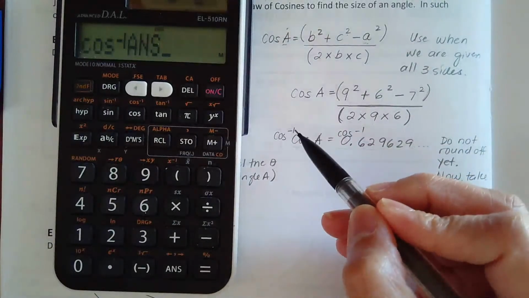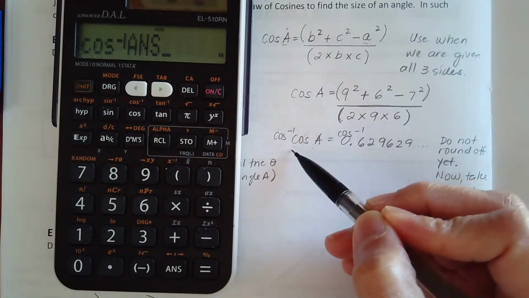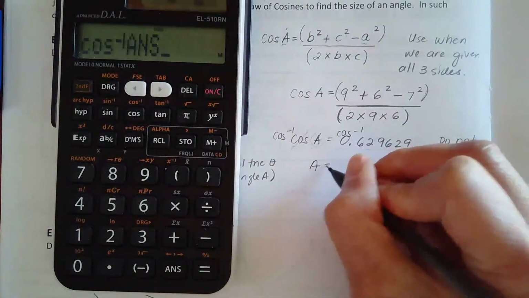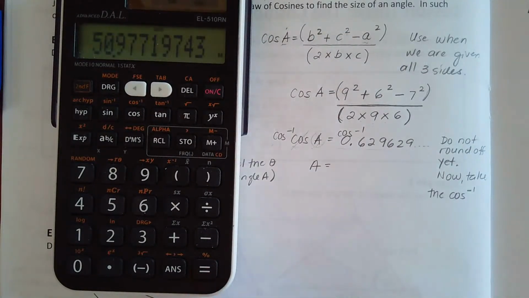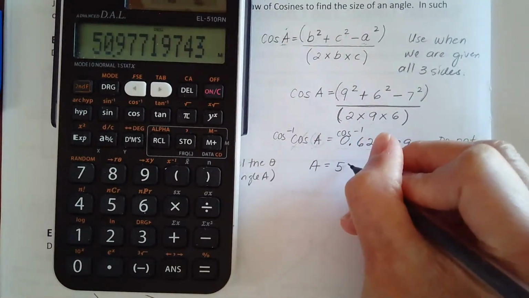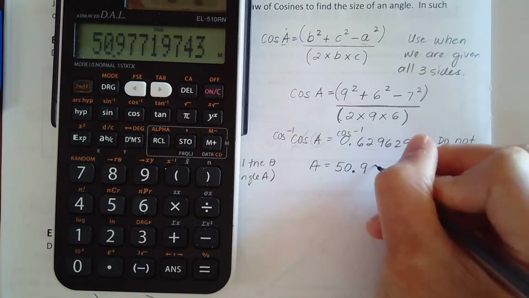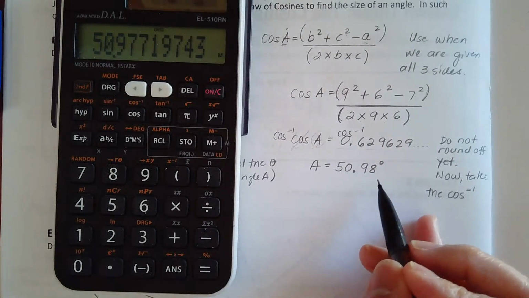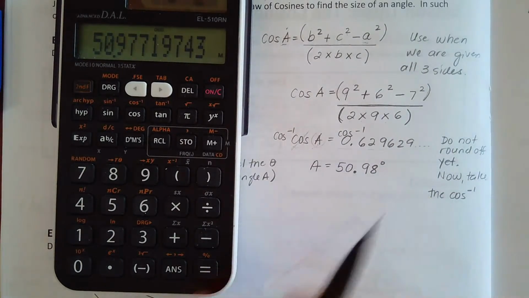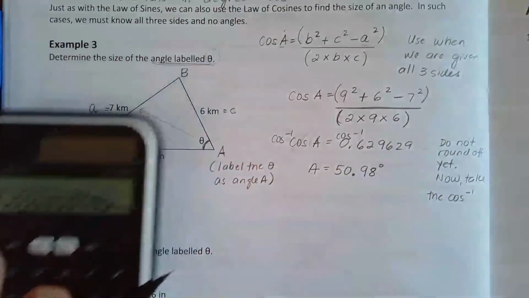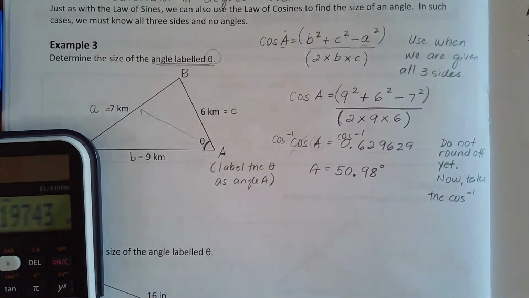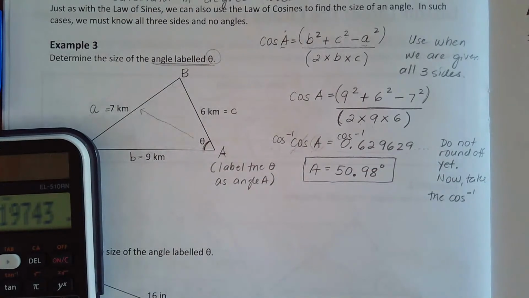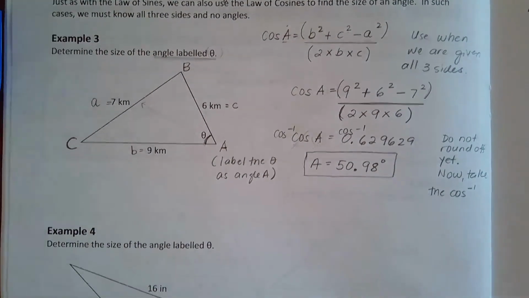So cos inverse, what it actually does is it cancels the cos. So they cancel each other out, and we're left with angle A. So enter. And then I got 50.98 degrees. 50.98 degrees because we rounded it off to 2 decimal places. So that's it. That's one example. Example number 1.